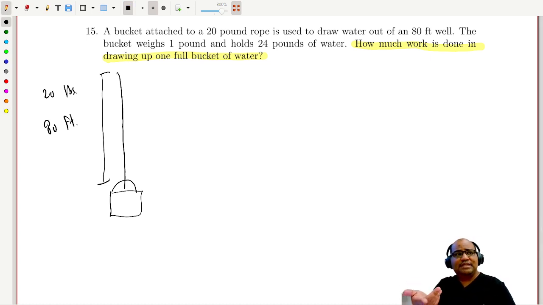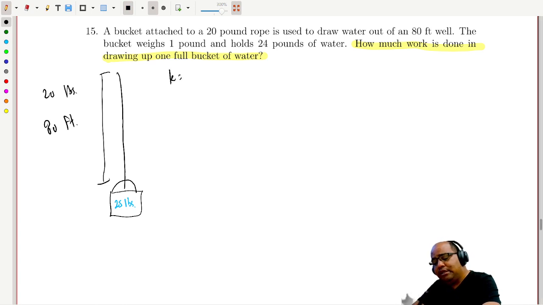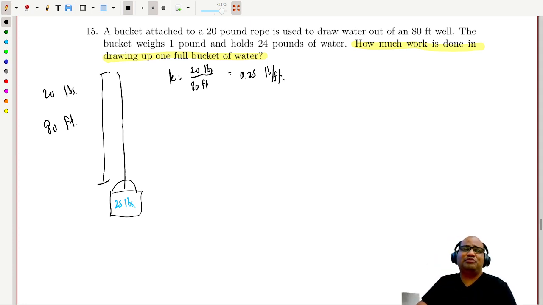Well, the bucket is 1 pound itself and holds 24 pounds. So the total weight of the bucket here is 25 pounds. And of course there's no leaks here, so that weight does not change. Well, I don't have a K, a tensile density here for the rope, but I can easily find it by dividing the weight of the rope by its length. So we'll take our K here to be 20 pounds by 80 feet. That's how the units work out. Pounds per foot. You do the computation there, we get a 1/4 pound per foot. So that's our spring constant K. That's our tensile strength.